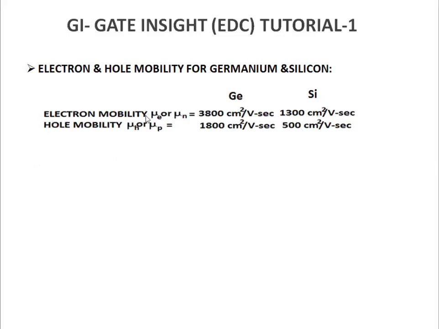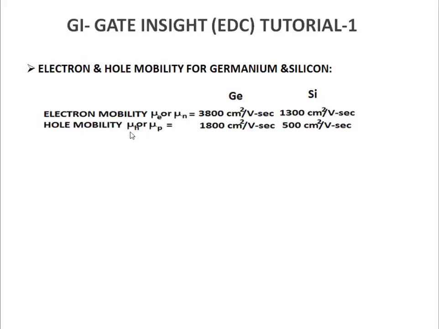What does electron mobility mean? It means how fast the electrons are moving, and hole mobility is how fast the holes are moving. We will study more about what holes are, and what is their function in the semiconductor. So till now we need to remember what hole mobility is.